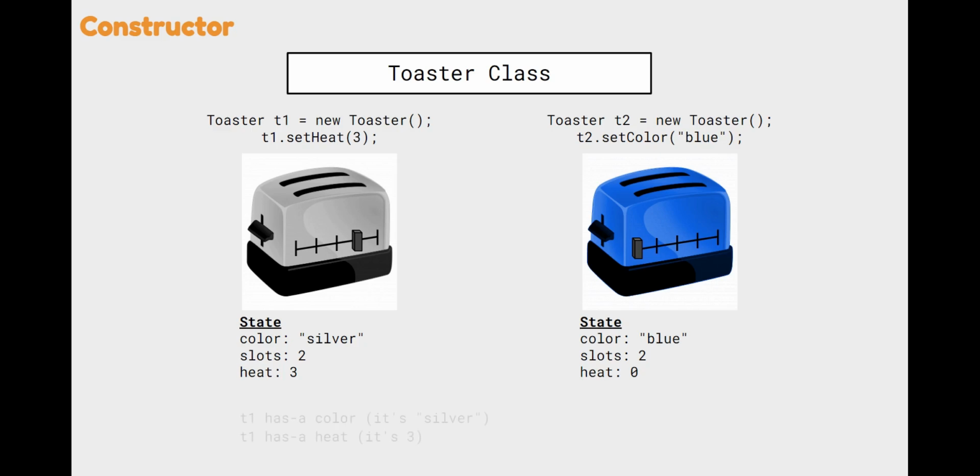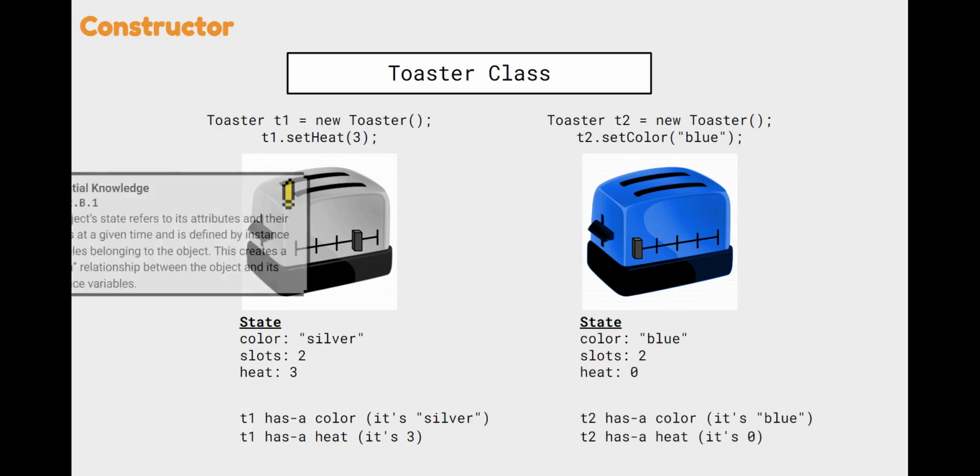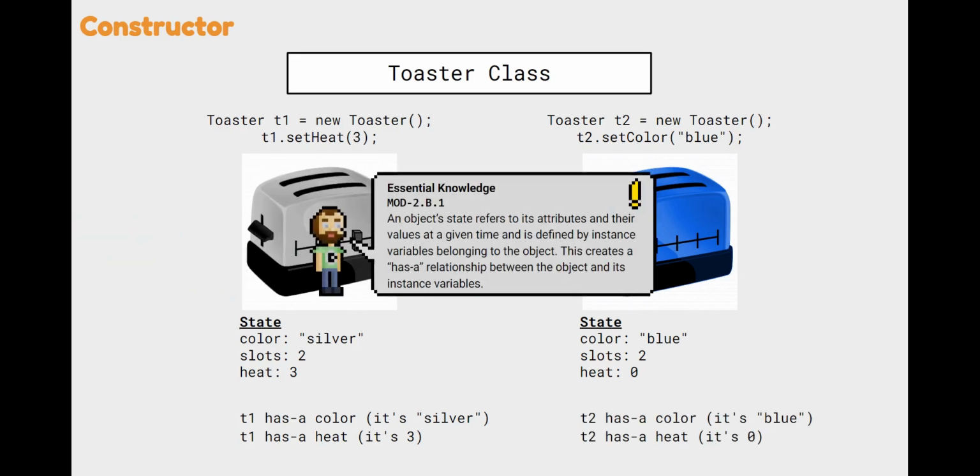Therefore, the relationship between the variables and the object, we say the object has a color. For T1, that color is silver. And the object also has a heat. In T1, that value is 3. This aligns with our essential knowledge. An object's state refers to its attributes and their values at a given time and is defined by instance variables belonging to the object. This creates a has-a relationship between the object and its variables.